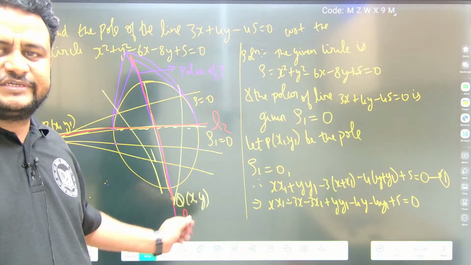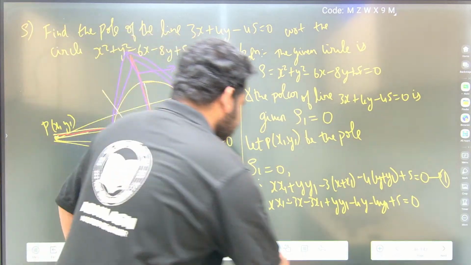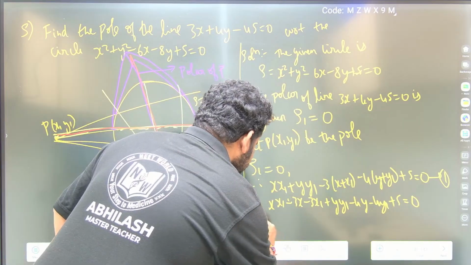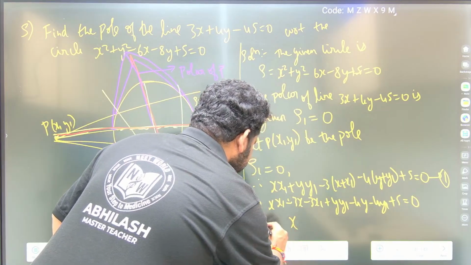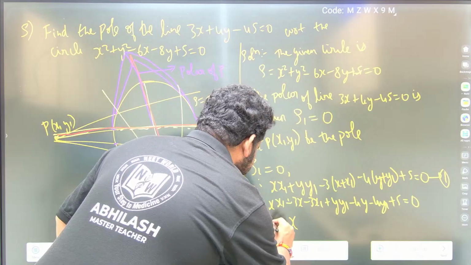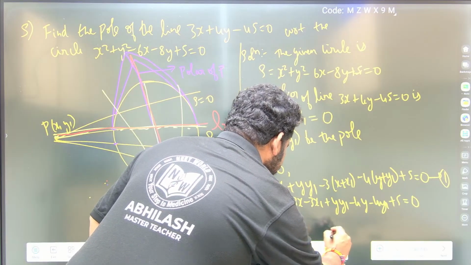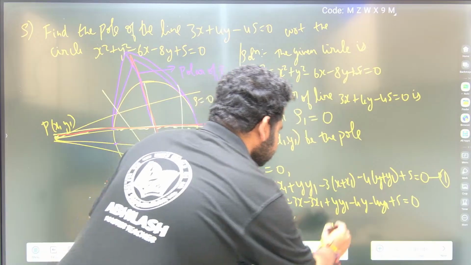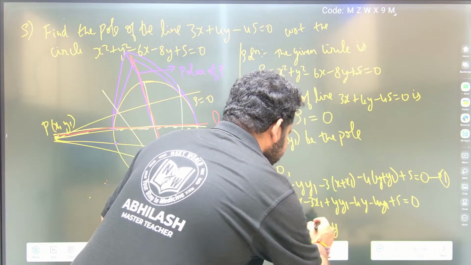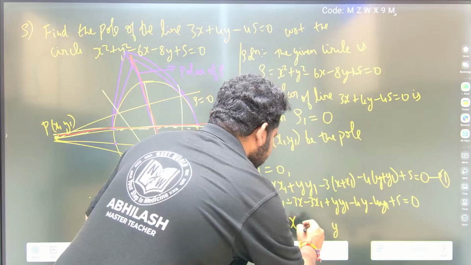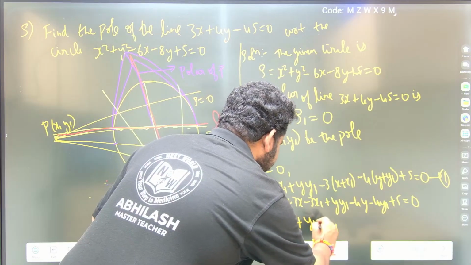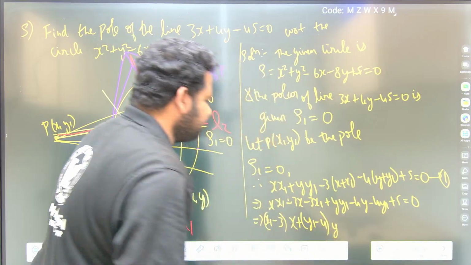Write the coefficients of x together. Coefficient of x is what here? I can write it as x into (x1 minus 3). Here coefficient of y I can write it as what? This is y1 minus 4, so (y1 minus 4) into y.